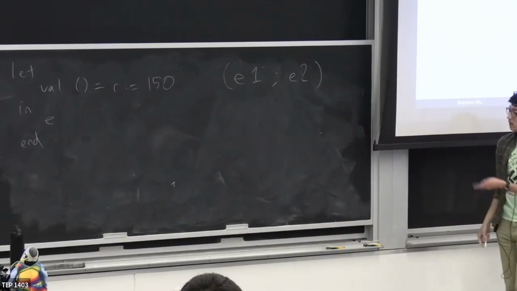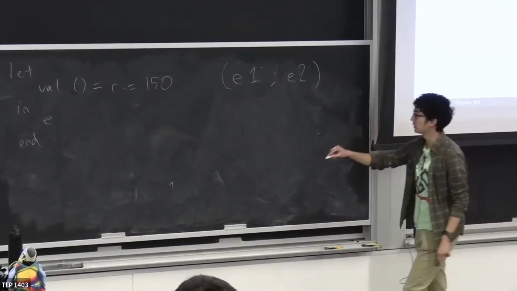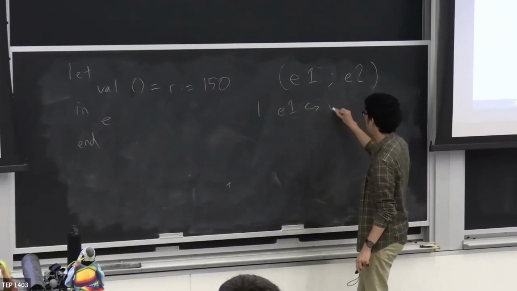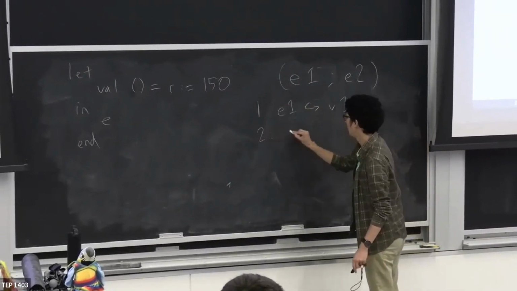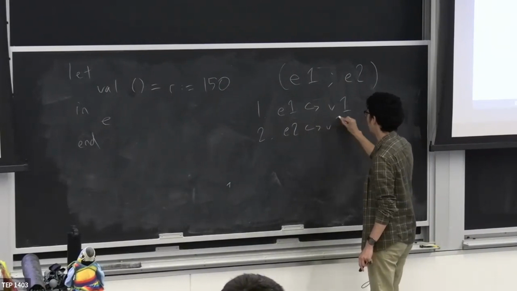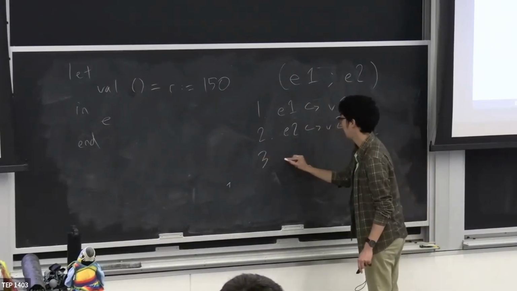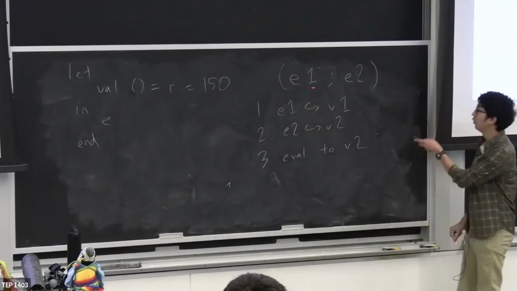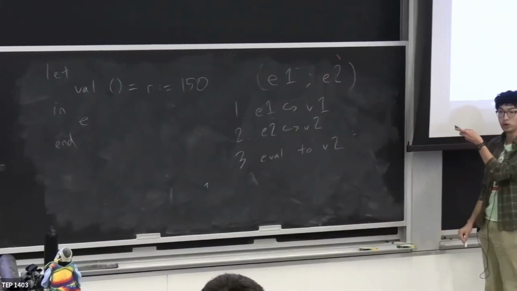What this means is the semantics of this are as follows, okay? 1, I do E1 reduced to V1. 2, I do E2 reduced to V2. So I go from left to right. And then 3, I evaluate to V2. Okay, so I'm saying do the stuff on the left, but also what I really want is this.